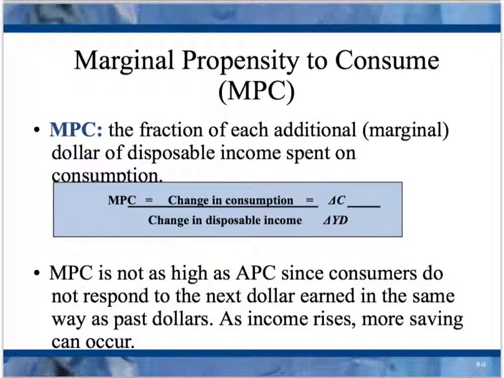The second terminology we have to understand is marginal propensity to consume. MPC is the fraction of each additional dollar of disposable income spent on consumption. So it's actually another concept. That means if I additionally earn $1, how much am I going to spend of this additional dollar? You can define MPC as change in consumption divided by change in disposable income. And MPC is not as high as APC since consumers do not respond to the next dollar earned in the same way as past dollars. As income rises, more saving can occur.